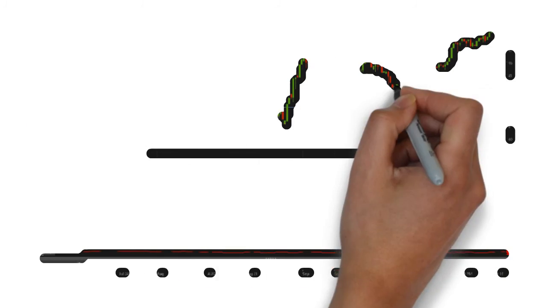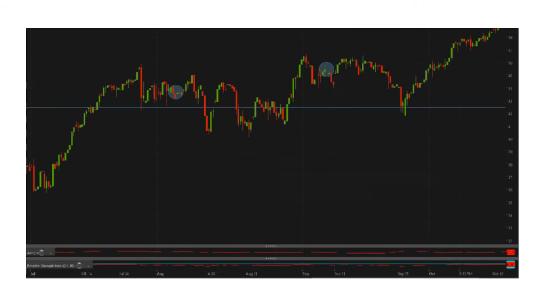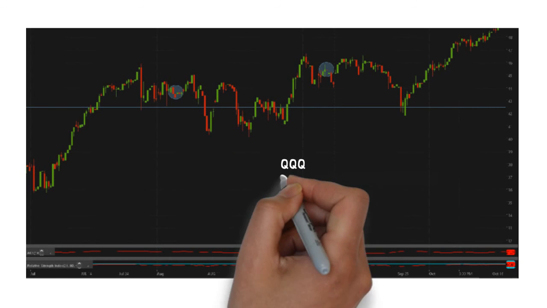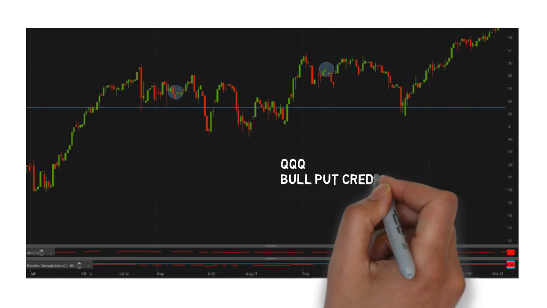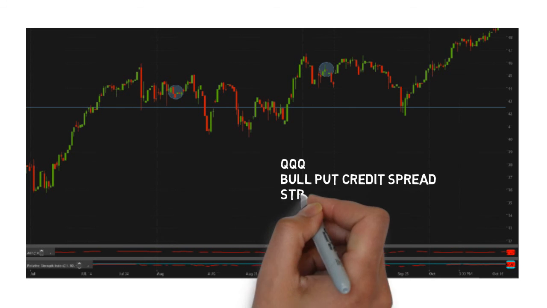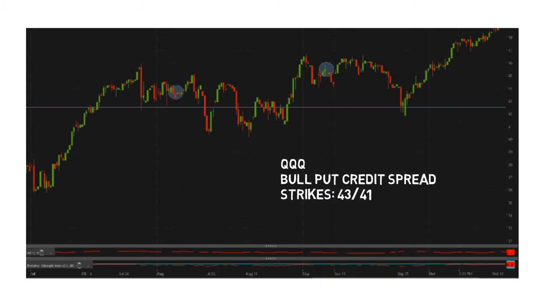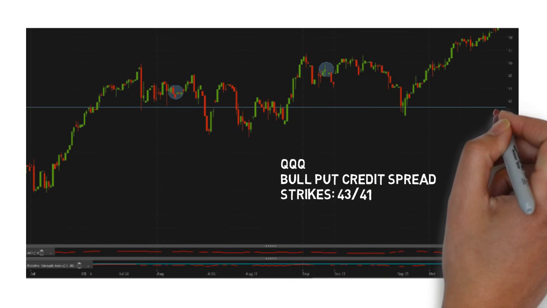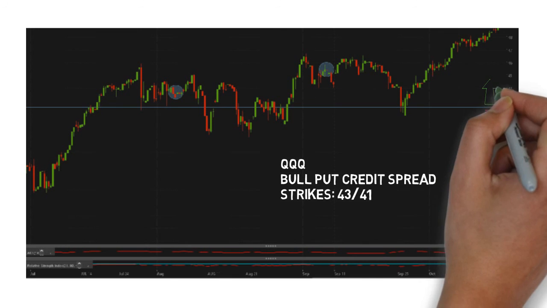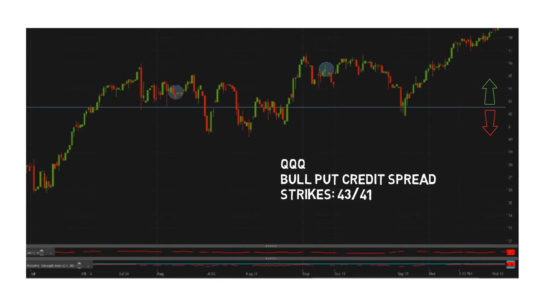My final example is a bull put credit spread in QQQ. My strikes were 43 and 41. At entry, QQQ was trading at around $44. As visible, the price moved against me a few times, but the position was still closed for a profit.